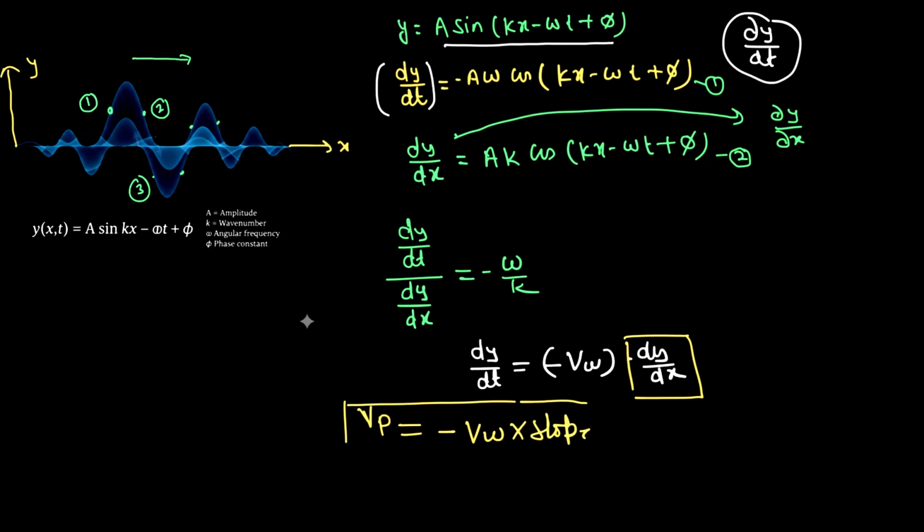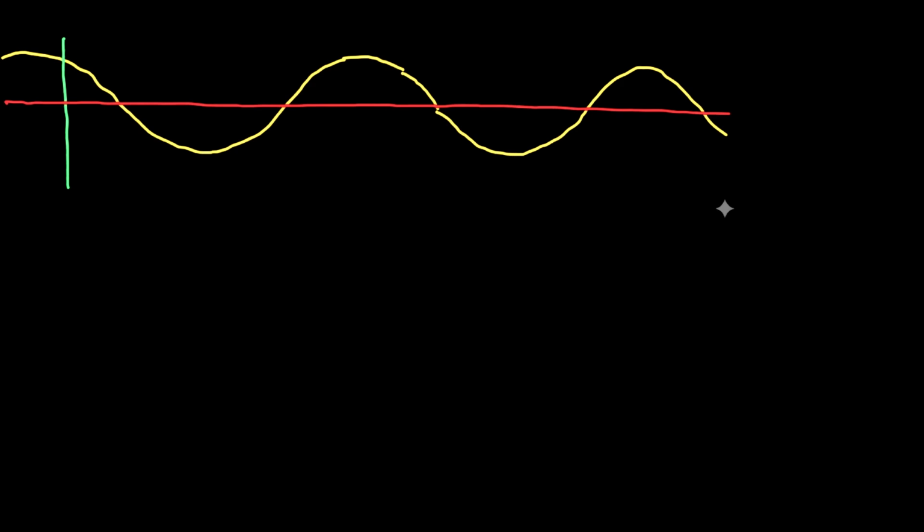So for better understanding, if I take an example here, and I am marking so many points. The first point is point 1, this is point 2, and this one is point 3. So where are points 1, 2 and 3 going? We know the formula for that: Vp is equal to minus velocity of wave into slope. The velocity of the wave remains constant; the velocity of the wave is equal to f lambda, and that remains constant in this case.